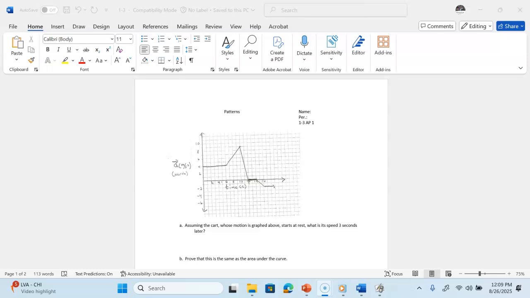Okay, so assuming that the cart whose motion is graphed above starts at rest, what is its speed 3 seconds later? By the way, what is at rest? Another technical physics term. It means what? Stop. That's what rest means. So tell me what the velocity would be at 3 seconds. Well, it's going 4 meters per second faster every second. So it'd be 12. How would I find the velocity given an acceleration time graph?